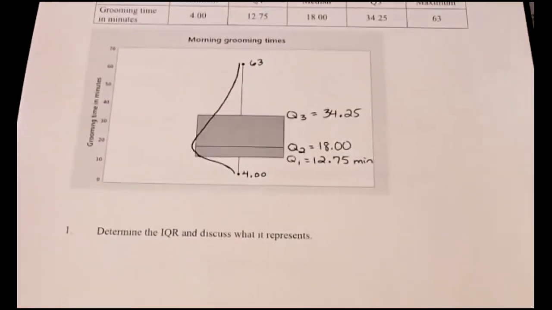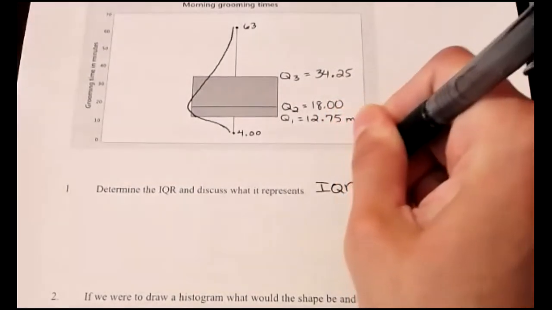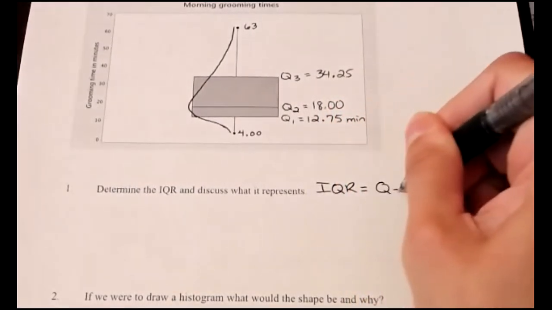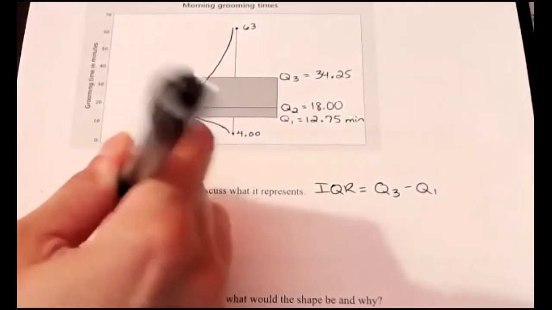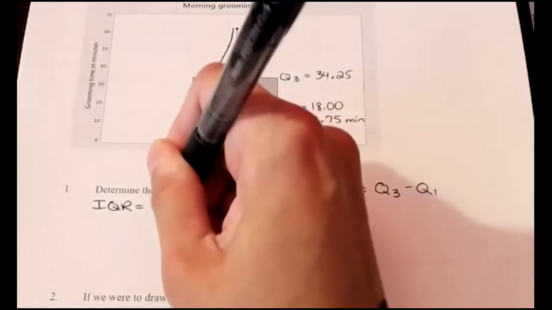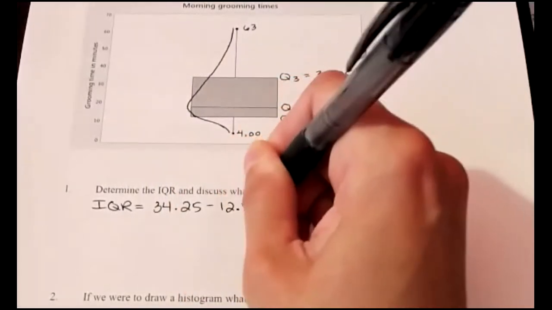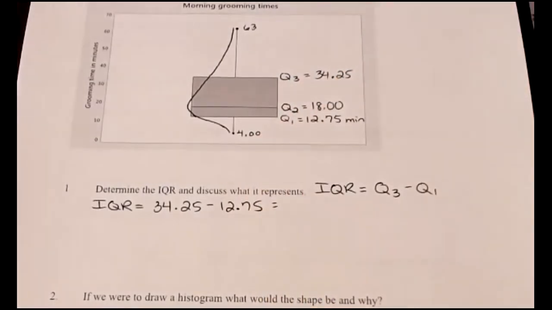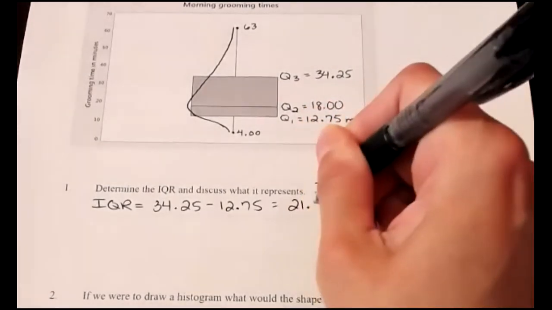All right. So let's go ahead and answer each of these pieces. So IQR, we know the formula because we did this on the previous page. IQR is Q3 minus Q1, the interquartile range. According to our values, the interquartile range is found by taking Q3, which is 34.25 minutes, and subtracting Q1, which is 12.75 minutes. When you do the math, what do you get for your interquartile range? 21.5. Okay, 21.5 minutes.